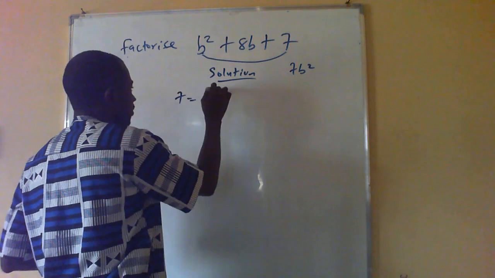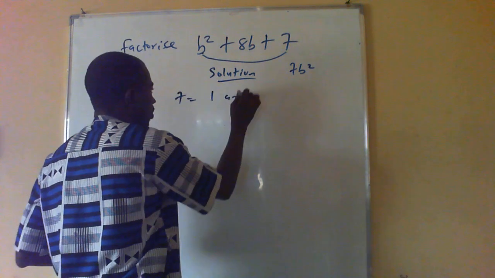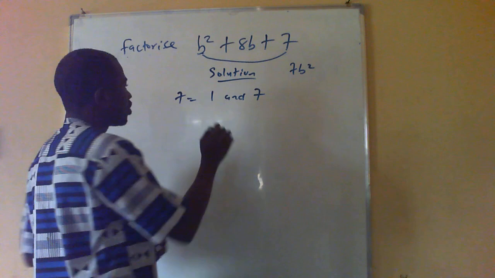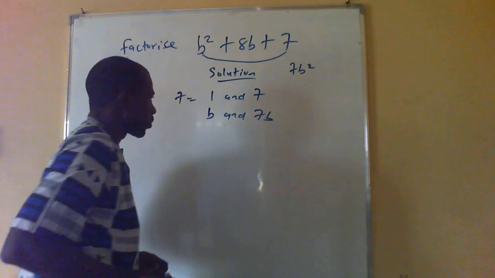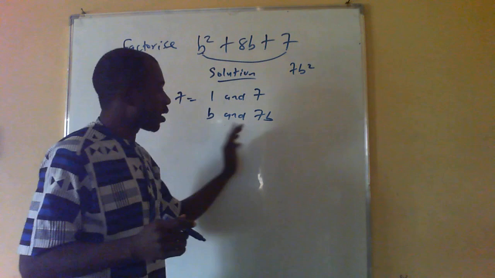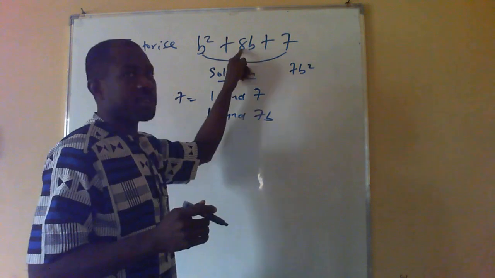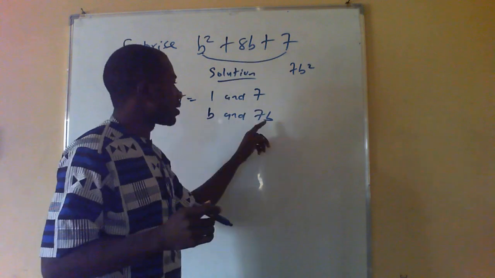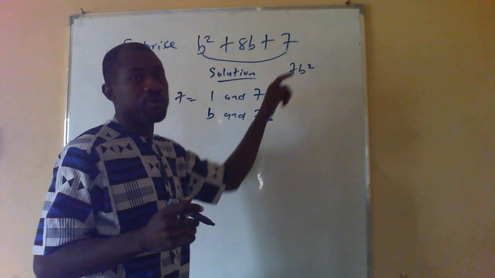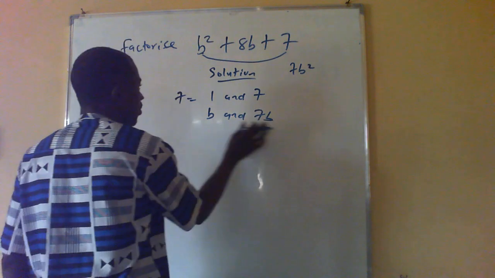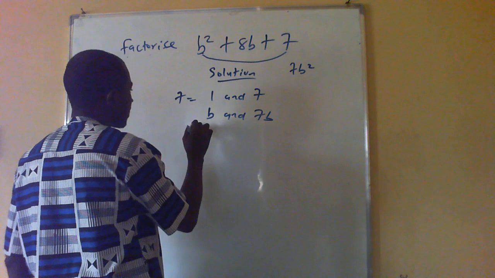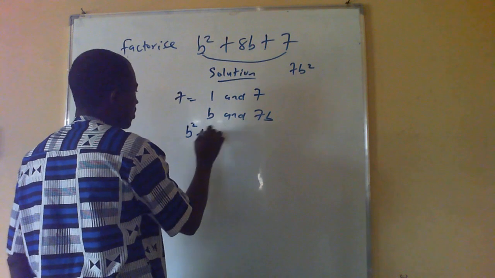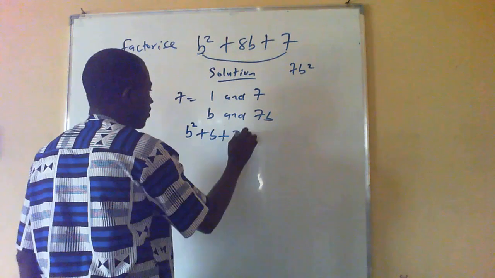The factors of 7 are 1 and what? 7. So if we introduce b, we have b and 7b. If we add these together, b plus 7b, we get 8b. If we multiply b and 7b, you get 7b squared. So this one will take the place of 8b. Now we will write b squared plus b plus 7b plus 7.